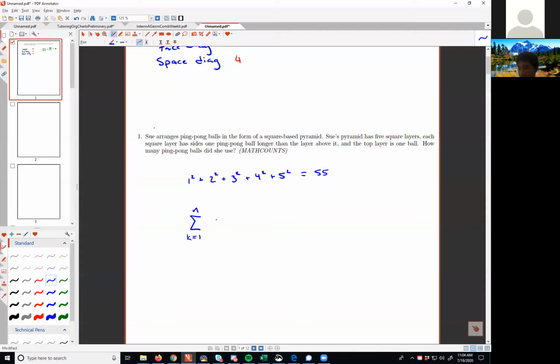Let's say that we wanted the sum of the first n positive squares. n times n plus 1 times 2n plus 1 divided by 6. Divided by 6. Have you ever derived that formula? No. Do you know how you might go about it? I've tried, but I don't think I could do it.